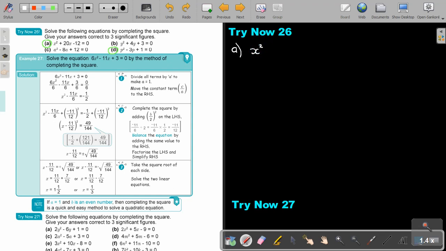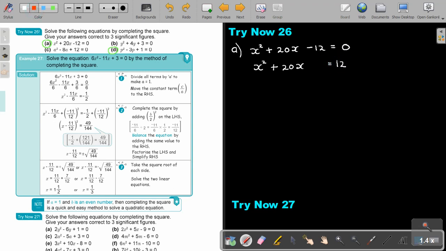So this is going to be x squared plus 20x minus 12, and that's going to be equal to 0. Okay, so first, because we want to create a perfect square, we take the constant to the other side. So this is going to be x squared plus 20x, and I just leave a space, 12 to that side.